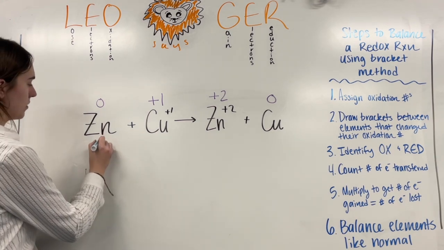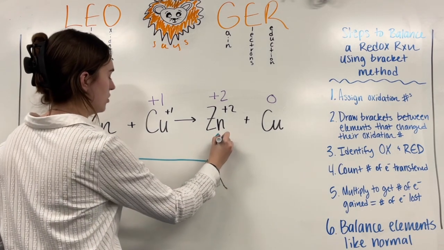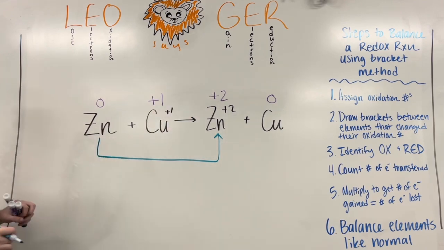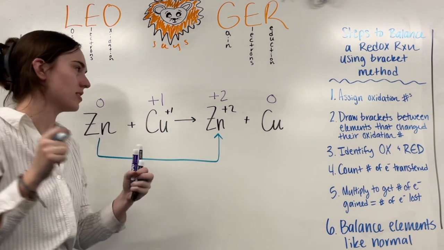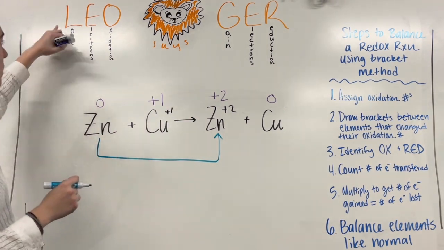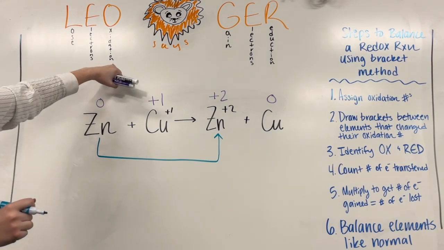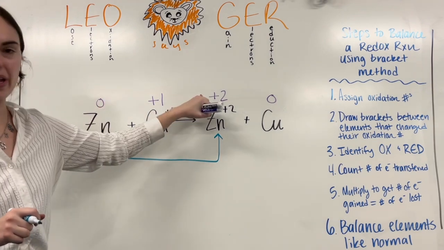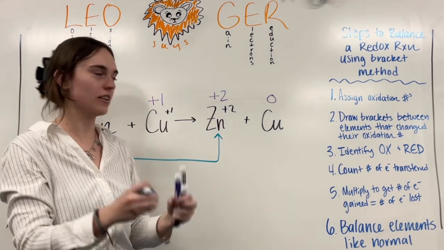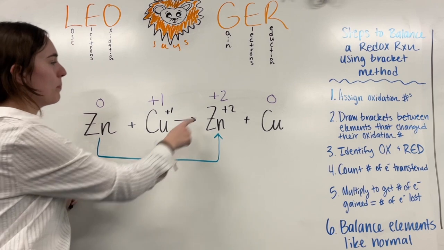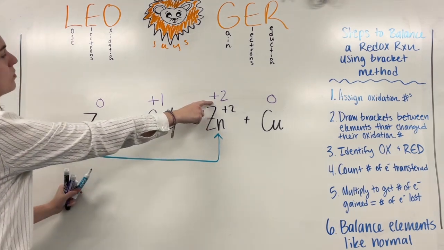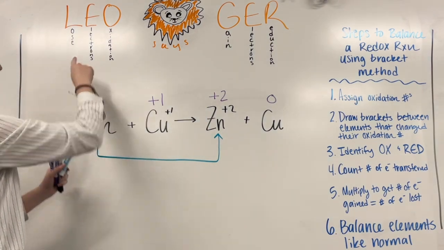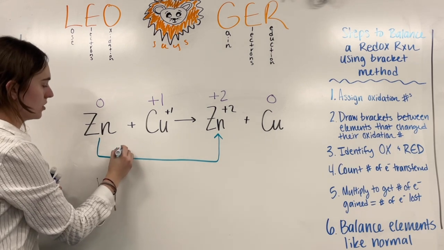So I see zinc before and after the reaction changed. It went from a 0 to a +2. And we gotta think, what happened to that? What was the change? Did it lose electrons, oxidation, or did it gain electrons, reduction? Well, yes, the number got bigger, but you have to remember electrons are negative. So if you get more positive, that actually means you lost negative electrons. So this is going to be called oxidation.